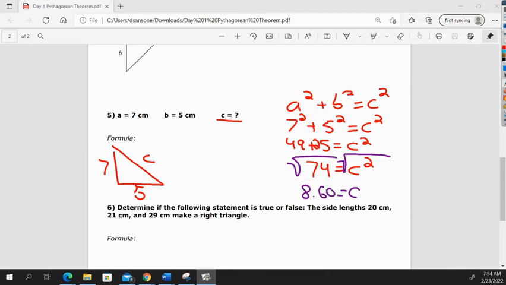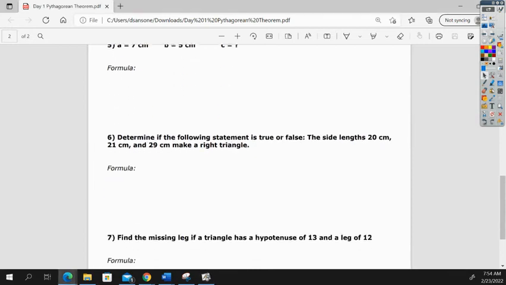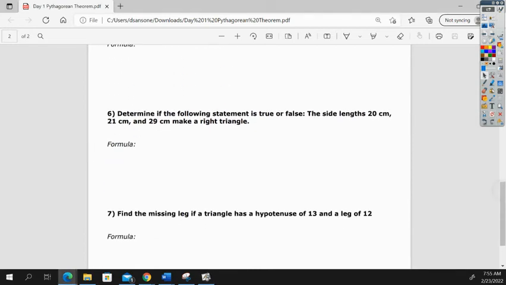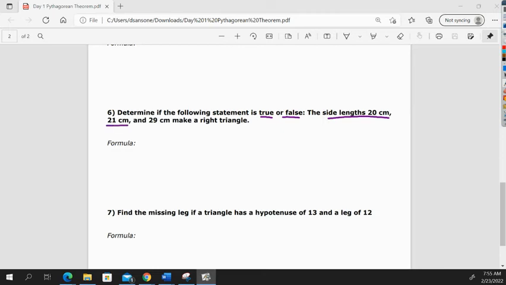All right, 2 more problems. The next one is a true or false, but it's a word problem. They want to know if this would make a right triangle. So similar to the other ones we've done, but this one's a word problem, and they just want us to say true or false at the end, yes or no. But they haven't given us a picture, and they haven't told us which sides are which. All they said is the side lengths are 20, 21, and 29.